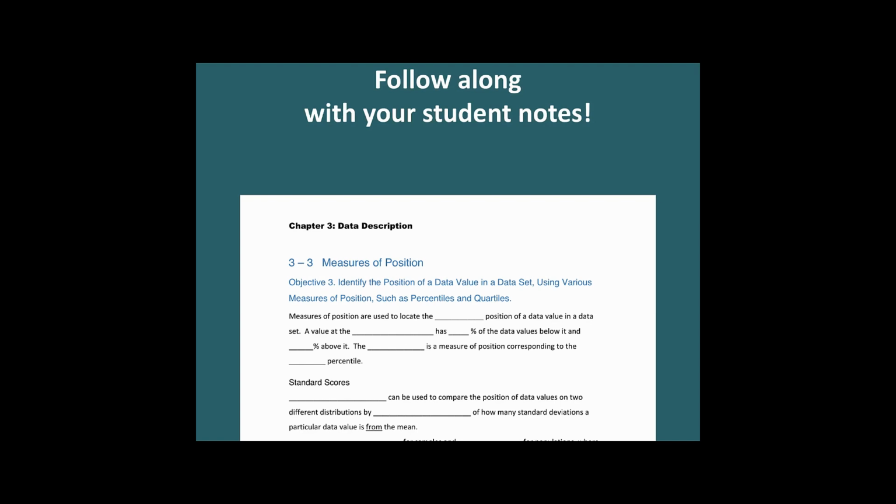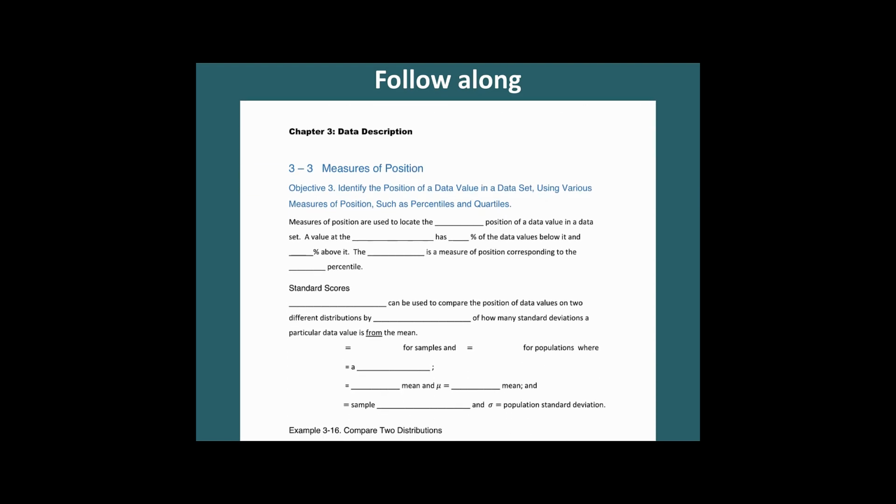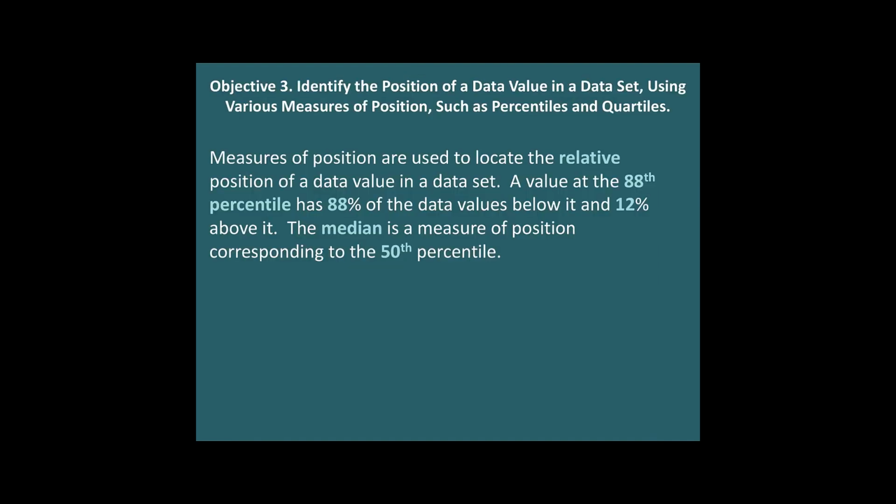Now let's follow along with your student notes. Measures of position are used to locate the relative position of a data value in a data set. A value at the 88th percentile has 88% of the data values below it and 12% above it. The median is a measure of position corresponding to the 50th percentile.